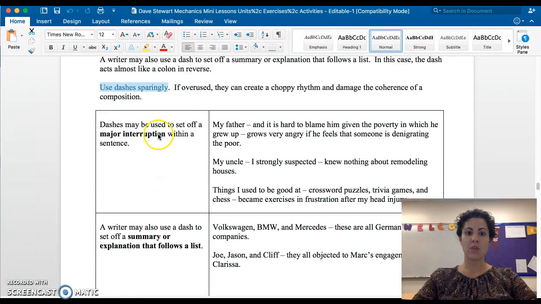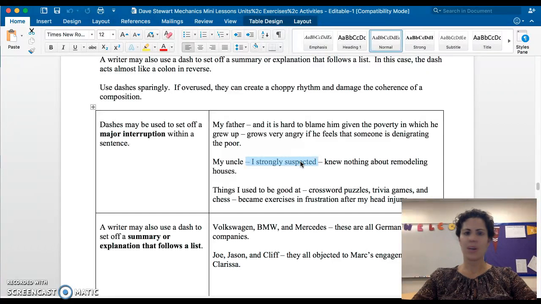1, dashes can be used to set off a major interruption within a sentence. For example, my father, and it is hard to blame him given the poverty in which he grew up, grows very angry if he feels that someone is denigrating the poor. Great. So you're giving more details about your father, why it's there. Perfect. My uncle, I strongly suspect, knew nothing about remodeling houses.